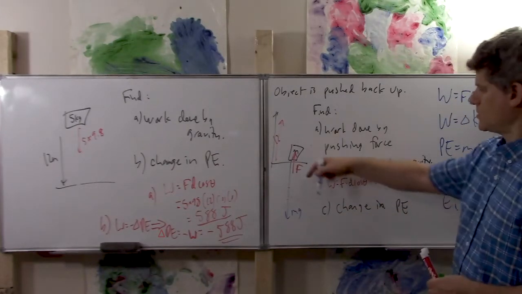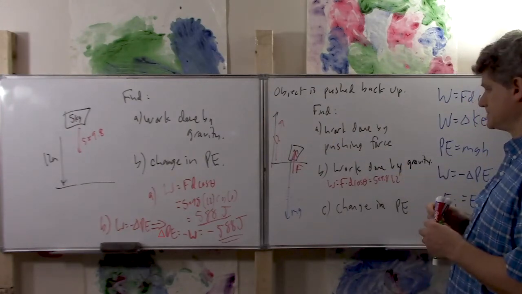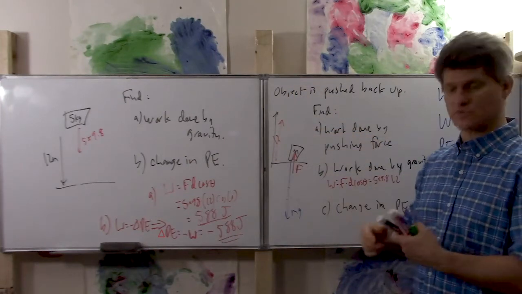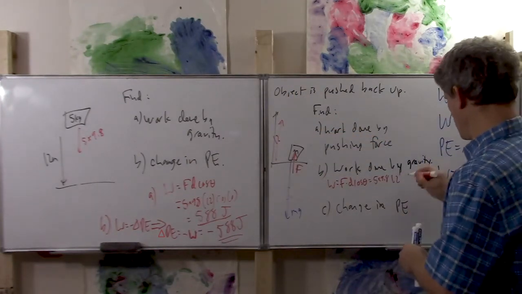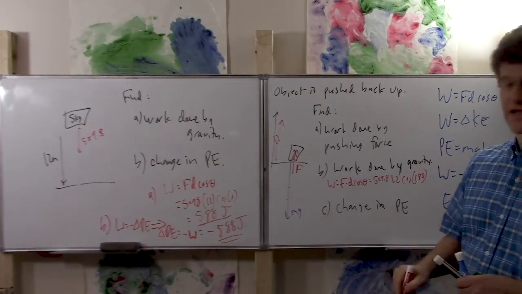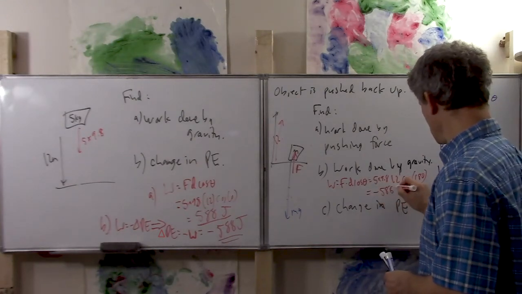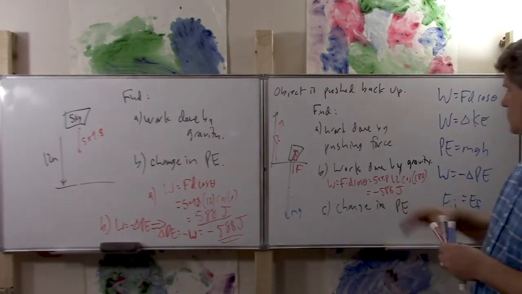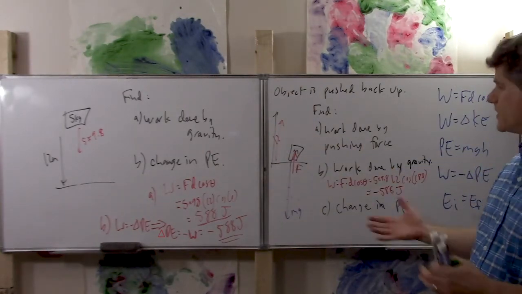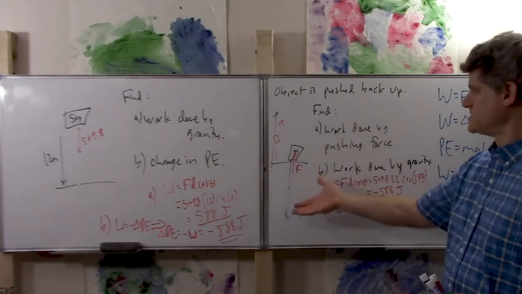Gravity's pointing down, our displacement is up, so what's the angle between them? It's not zero, because gravity is going down and displacement is going up, in opposite directions. So that's cosine of 180, which is negative 1. So you're going to get a negative value here: negative 588 joules. The work done by gravity as we push it back up is negative, because we're going against what gravity wants. Gravity wants you to go down, but the displacement is up.